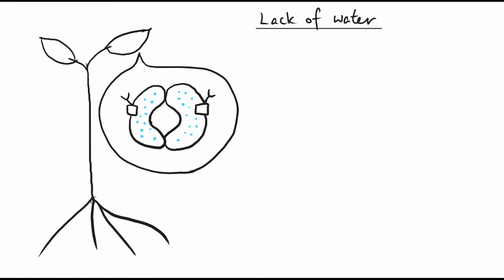Another thing that stresses plants out is a lack of water. So when the plant isn't really being watered, or there's little rainfall and there's not enough water in the soil, one thing that the plant will try to do to retain water or reduce water loss is by closing the stomata, right? Because that's the main way water can be lost via transpiration out of the stomata. So by closing them, they're reducing the chances of water loss.